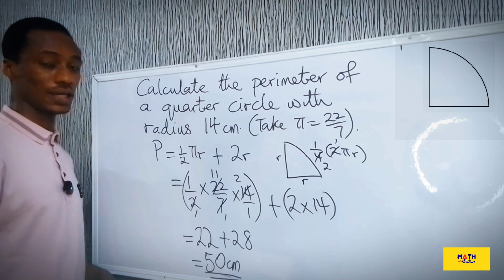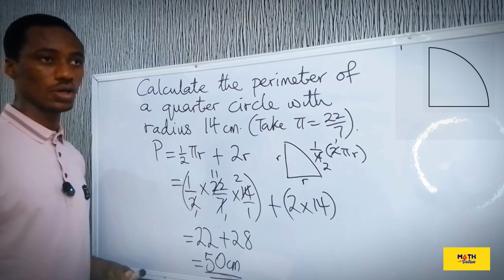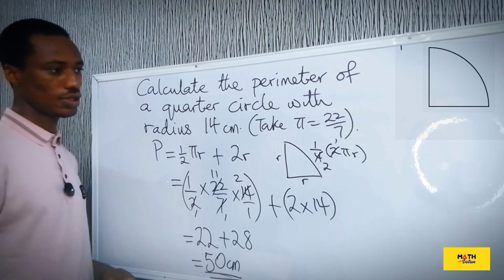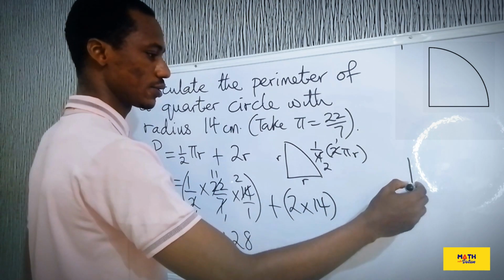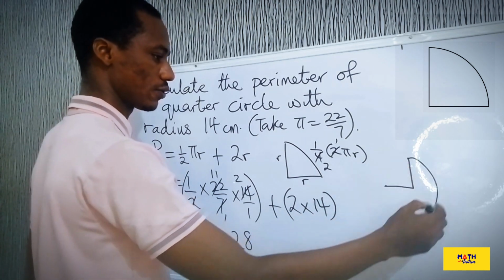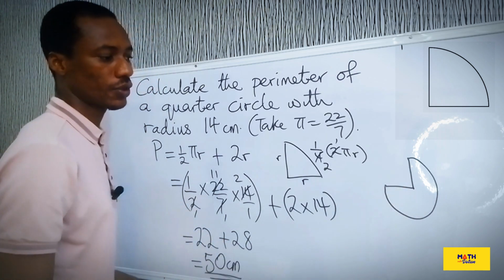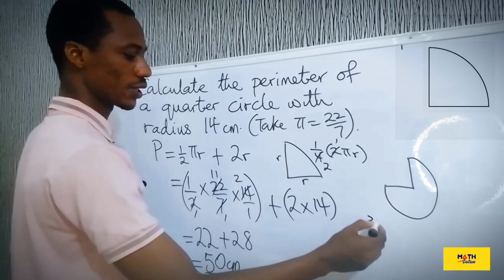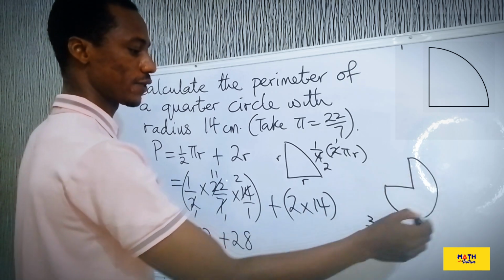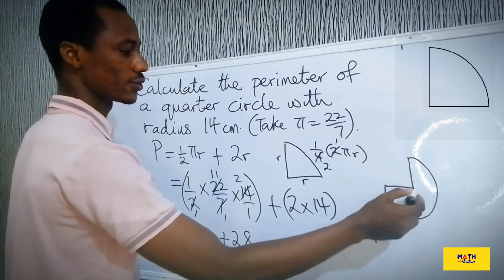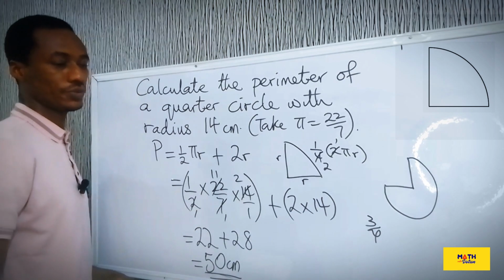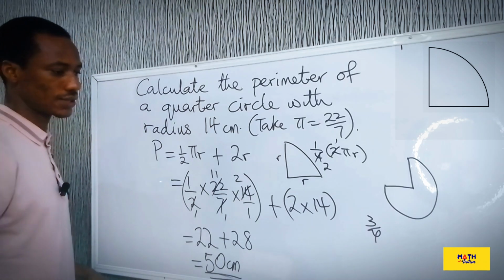You can apply this also to 3/4 of a circle. Let's say you have a shape like this. This is a sketch of 3/4 of a circle. Say this is the center of the circle. Since it's 3/4, that will be 3/4 of the circumference to find this arc, then plus the 2 radii. And it's as simple as that.